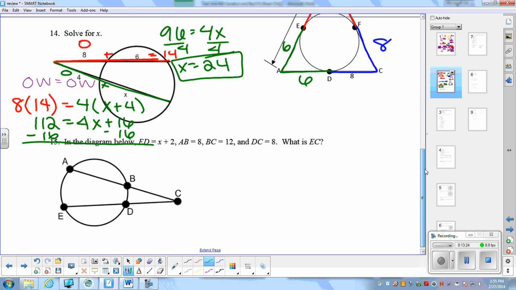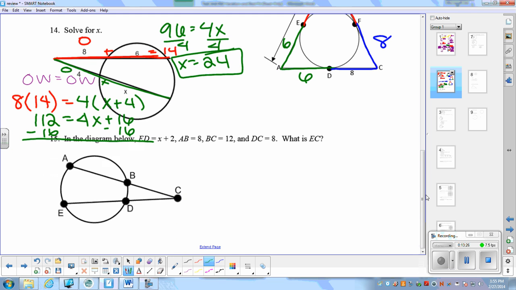All right, so let me keep going. Now we have number 15. I'm going to label my stuff. So I have the ED is x plus 2. AB is 8. BC is 12. And DC is also 8. So again, I have 2 secants. So my formula is outside times whole equals outside times whole.